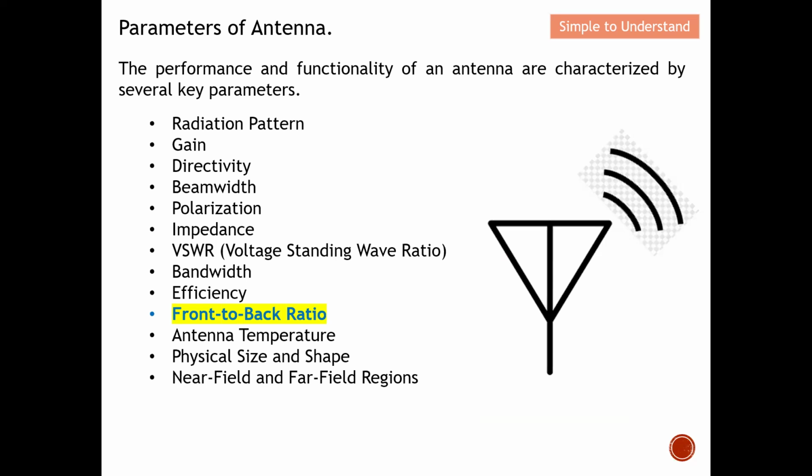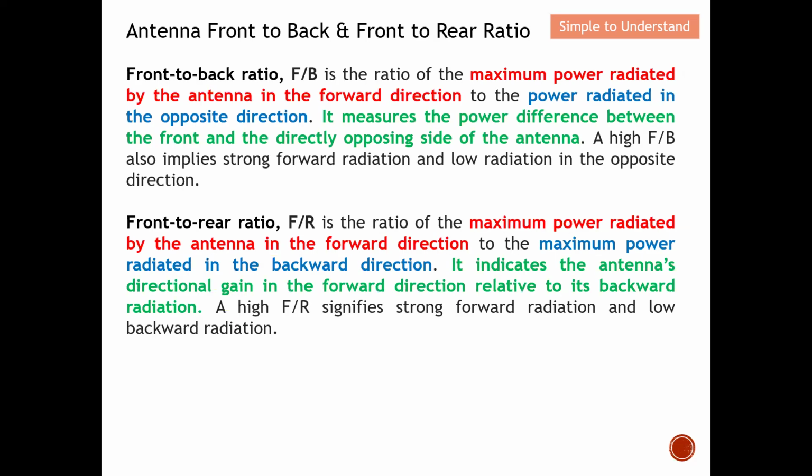Let's quickly understand what front to back ratio is. On this slide, I'm going to explain the key difference between front to back ratio and front to rear ratio. Let's come to the definition of front to back ratio. Front to back ratio is the ratio of the maximum power radiated by the antenna in the forward direction, which means the power radiated out in a forward direction. Next, this power, which is the maximum power radiated by the antenna, is over the power that is radiated in the opposite direction.